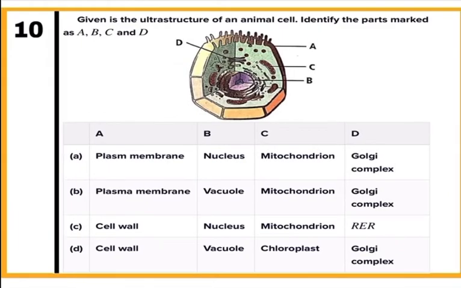Question 10. This is ultrastructure of an animal cell. Here also you have to identify A, B, C and D. In this figure, A is plasma membrane, B nucleus, C mitochondria and D Golgi complex. So here correct match is option A, mark A.